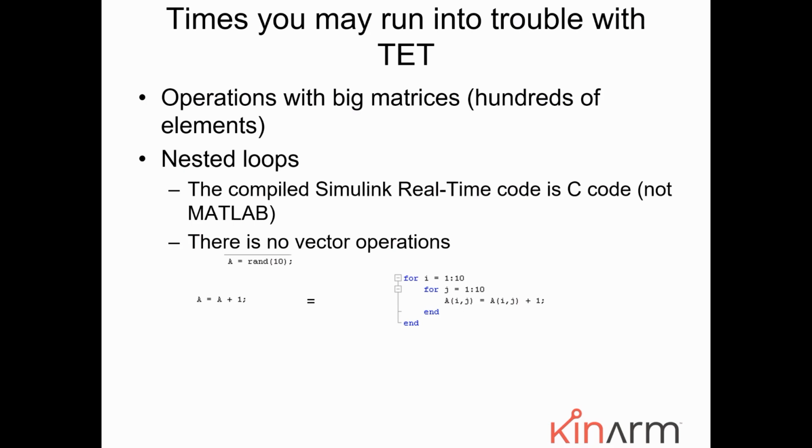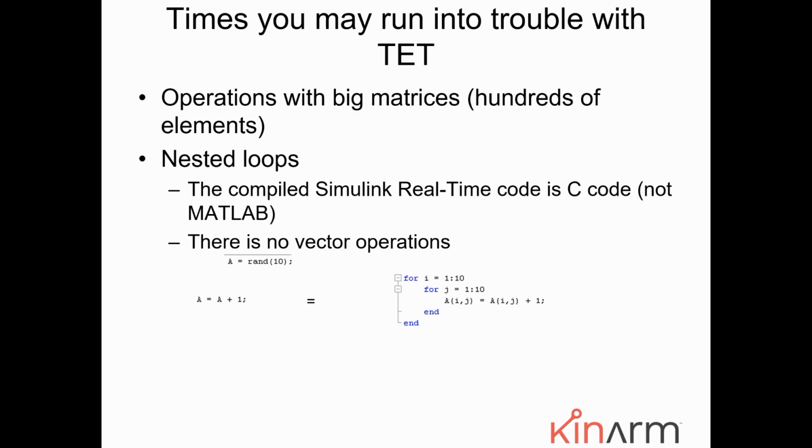But since the code lets you write anything in there, you can make yourself CPU overload. Here are some easy ways you can run into it: operations with big matrices that have hundreds of elements, and nested loops. The compiled Simulink real-time code is C code, not MATLAB, which means that there are no vector operations. So the code on the left, A equals A plus 1, if A is a 10-element vector, is the same execution as on the right, which is a nested loop that applies.